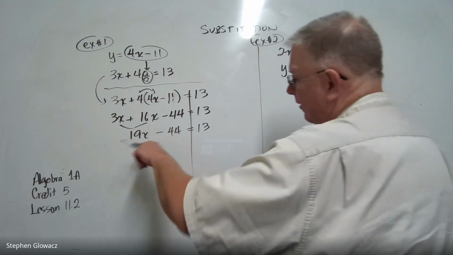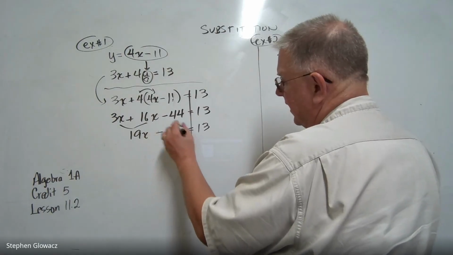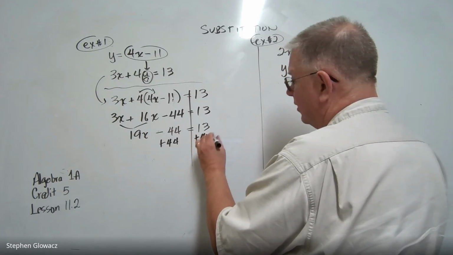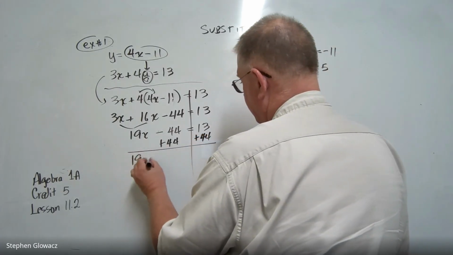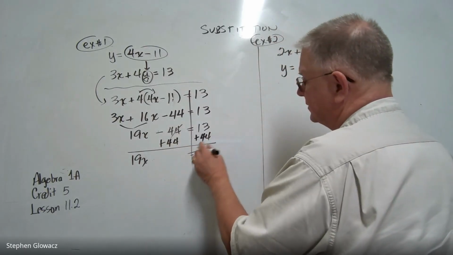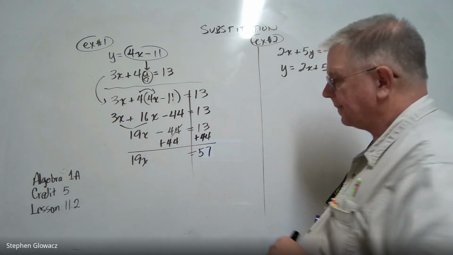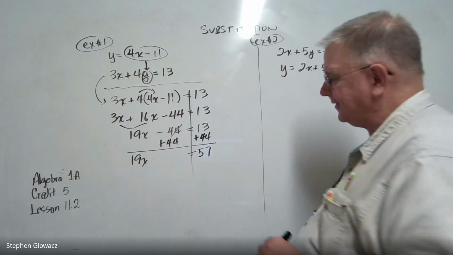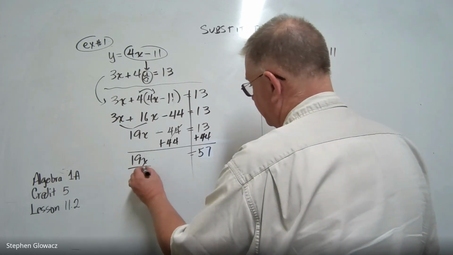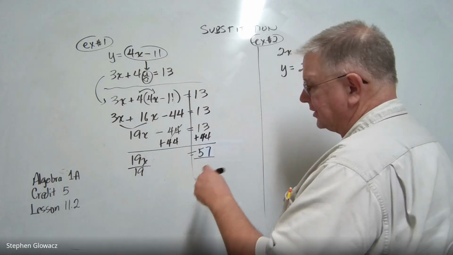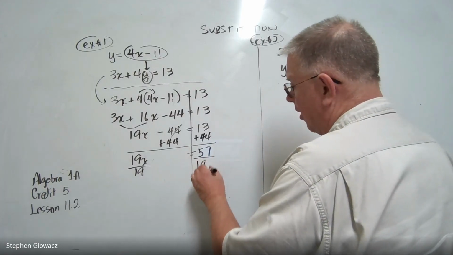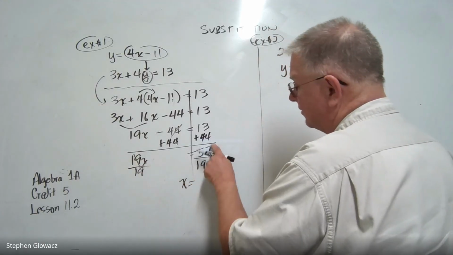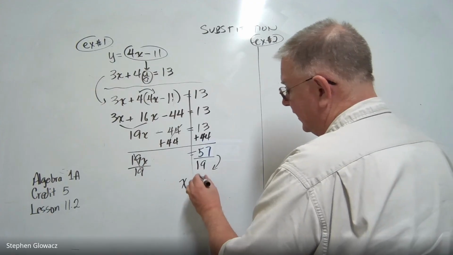Now x is over here on the left-hand side, so we're focused on the left. The opposite of subtracting 44 is to add 44. The 44 is canceled. 13 plus 44 is 57. Our final step, x is being multiplied by 19, so we're going to divide by 19 to both sides. Remember, multiplication and division undo each other, or they're opposites. And then the 19's cancel, and 57 divided by 19 is 3.